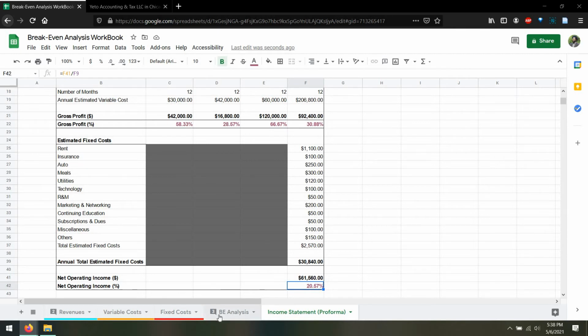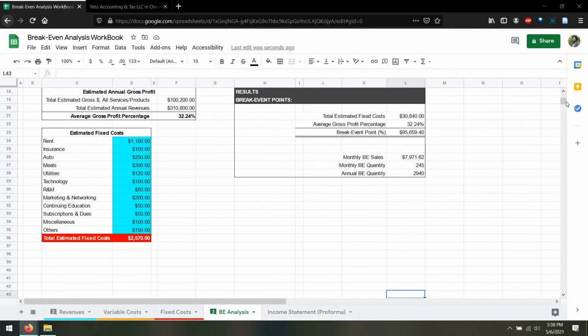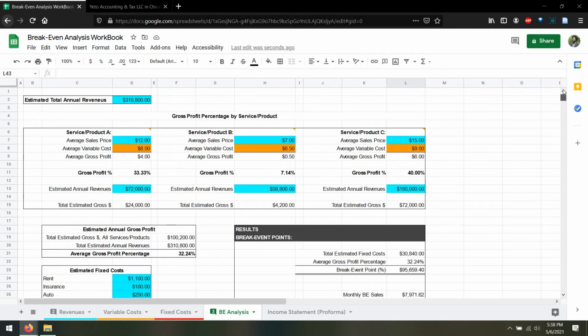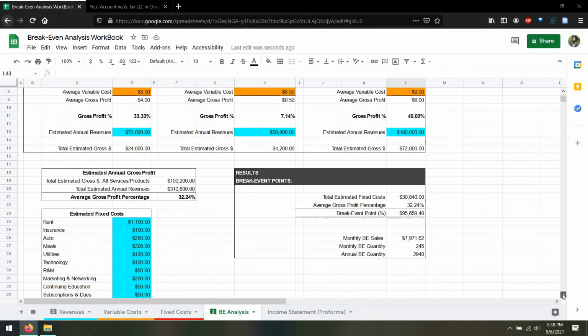So where does the break-even analysis come in? Everything is fitting from there, and we have everything pulling very nice and neat.